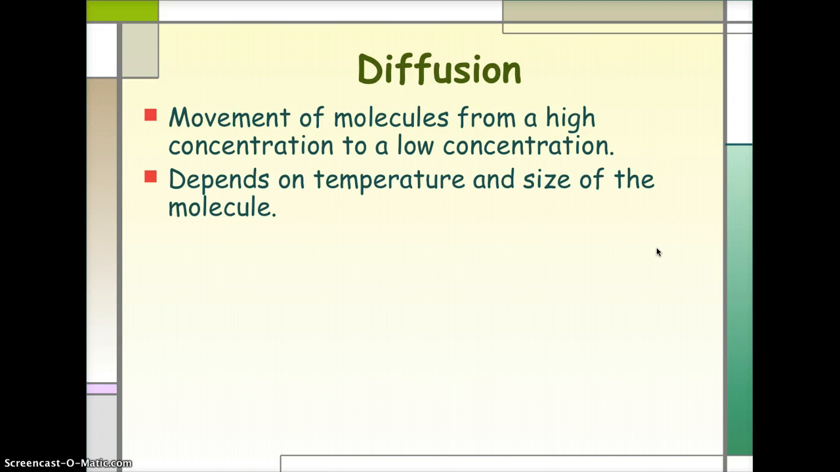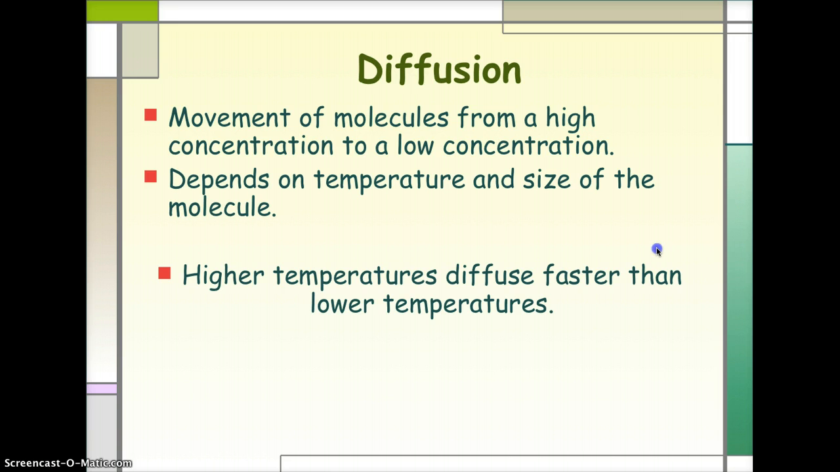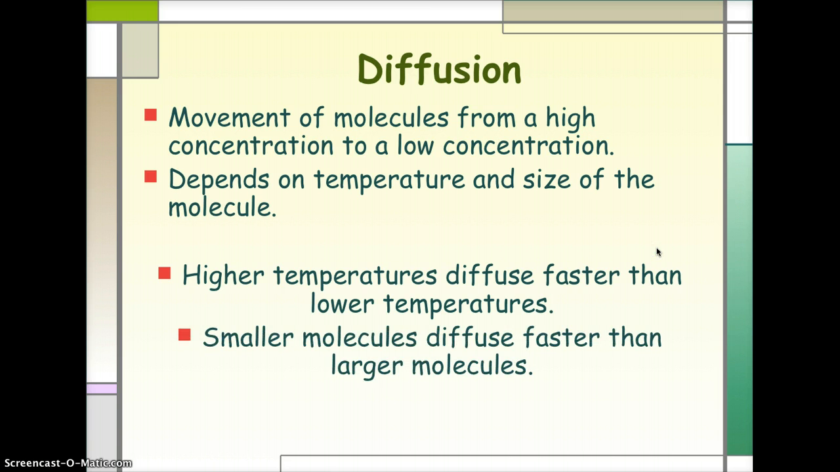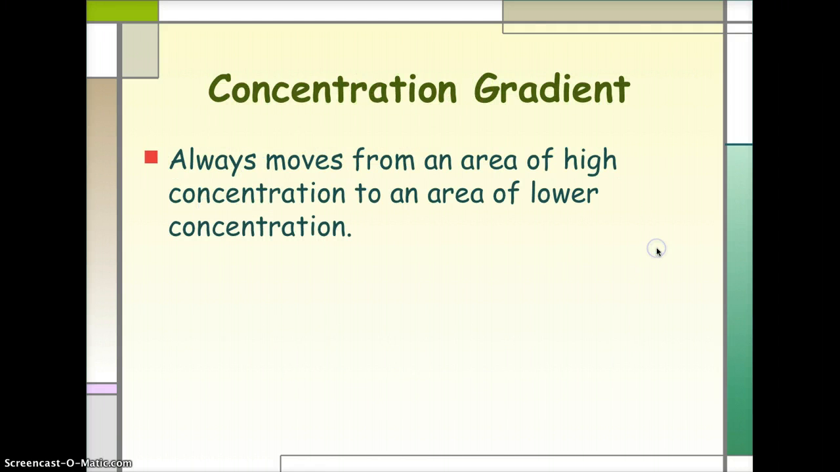Now, imagine, if you will, if a molecule is smaller, it moves faster. Also, if a molecule has a higher temperature, it moves faster. Think of boiling water. The molecules in the boiling water move much more quickly than the molecules in very cold water that you would take out of your refrigerator. The concentration gradient simply refers to the fact that molecules have the tendency to move from an area of high concentration to an area of lower concentration.